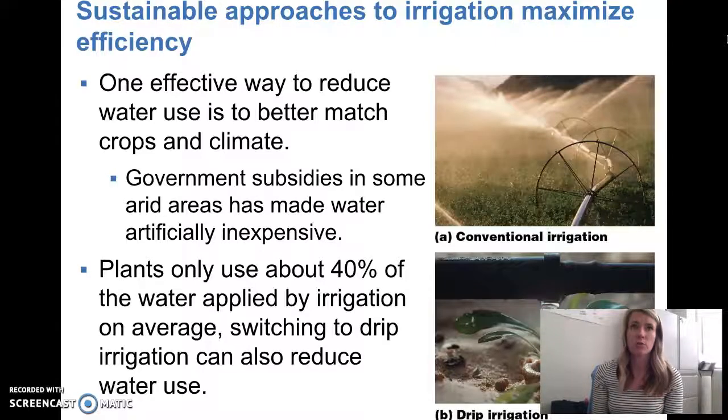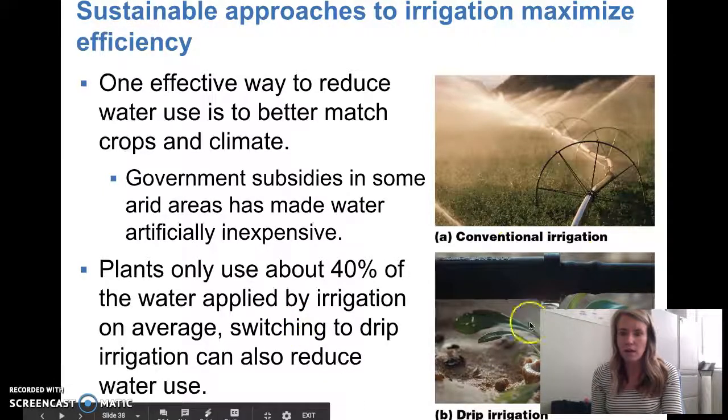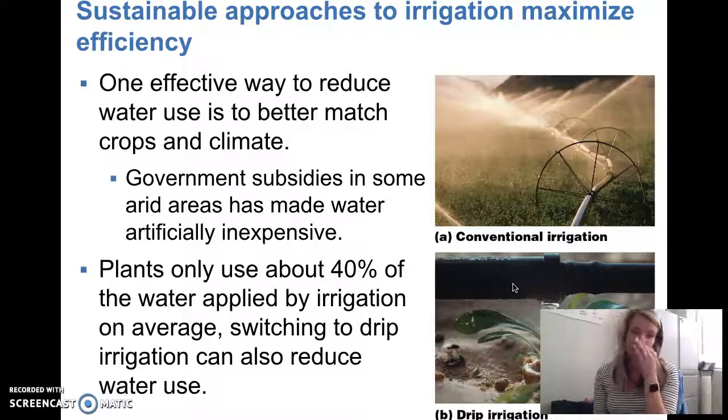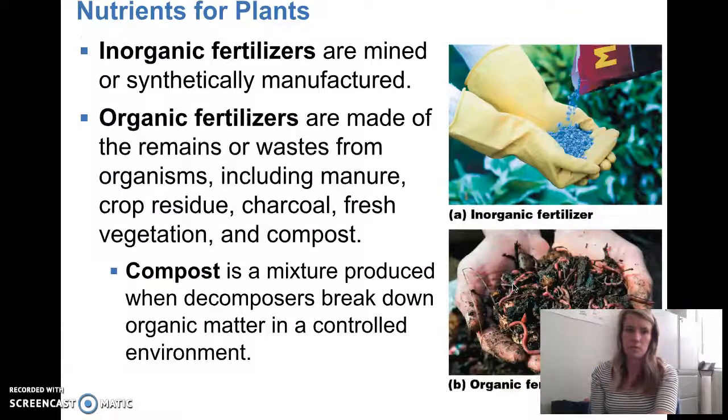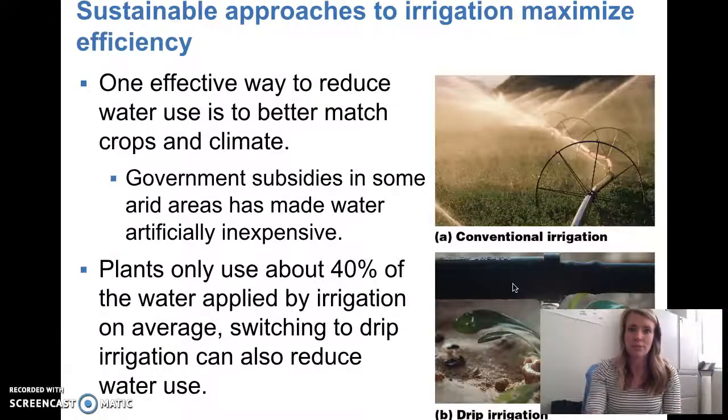The problem is that we're watering and watering and watering these plants, but only about 40% of it is being used by plants because it's just evaporating or going other places. This is conventional irrigation. That water is going everywhere. But there is this thing called drip irrigation where we put the water directly on the roots. The pipes are lower to the ground and don't spray. They drop the water directly onto the plants, which can reduce water use. And that's all you need to know about water.